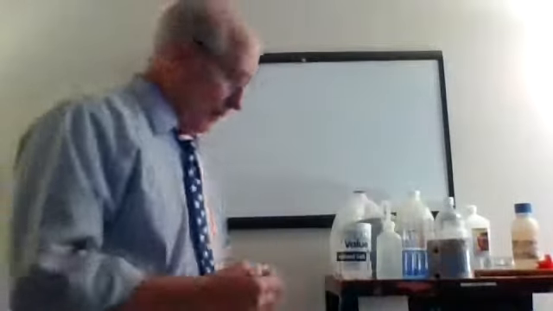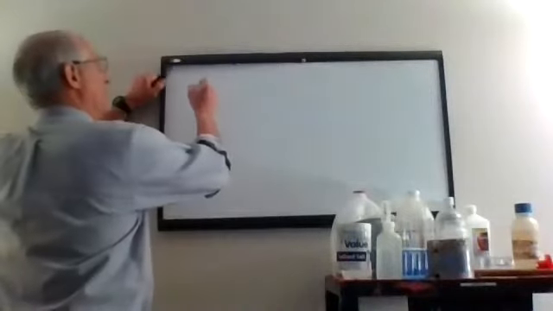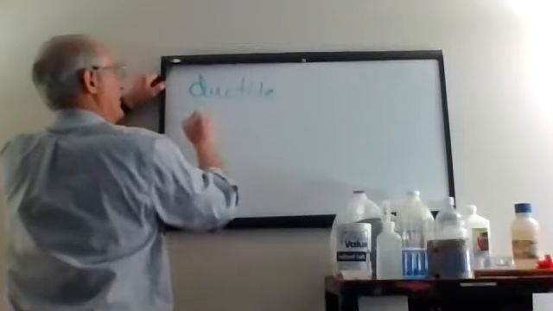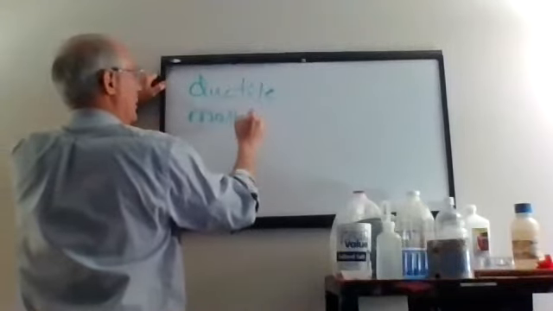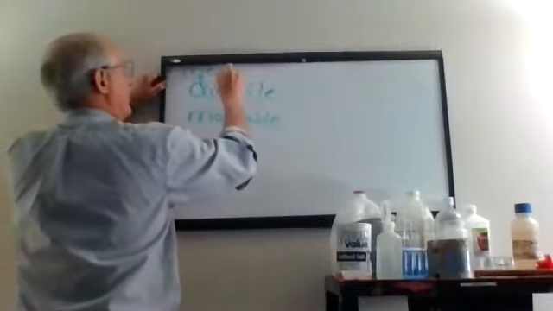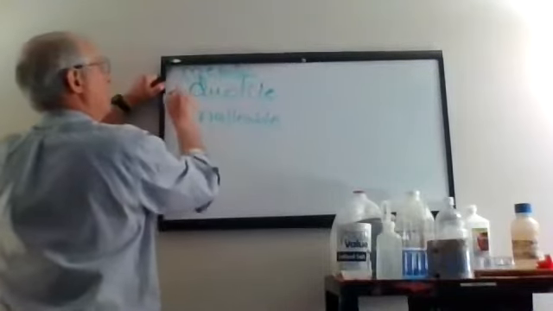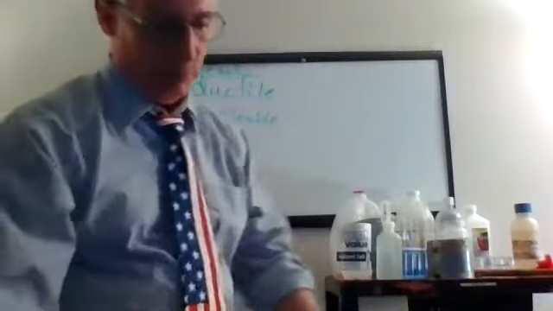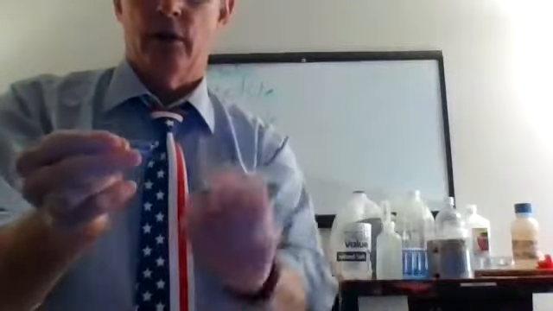Now, there is a property on page 470 at the top called ductility. And there's another one called malleability. So we'll say ductile and malleable. Metals are ductile and malleable. Ductile means metals can be pulled into wires like this through a die.